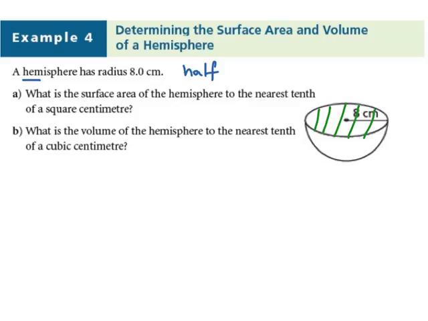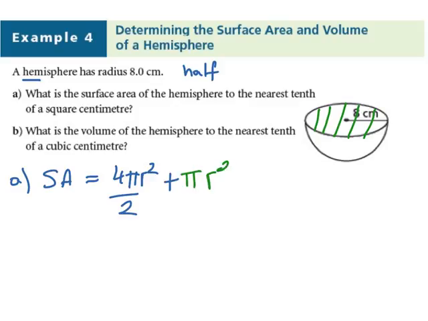is 4 pi r squared divided by 2, because there's half of it, but there's also one more. And because this green area looks like a circle, it is a circle. It's pi r squared. In other words, the new formula will be 2 pi r squared plus pi r squared, which turns into a new formula, 3 pi r squared for a surface area of a half or hemisphere.